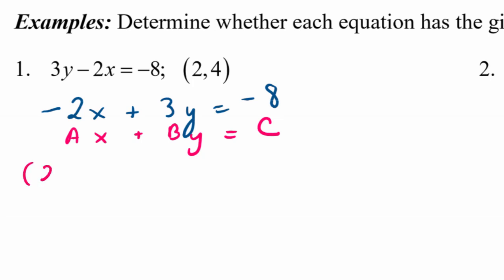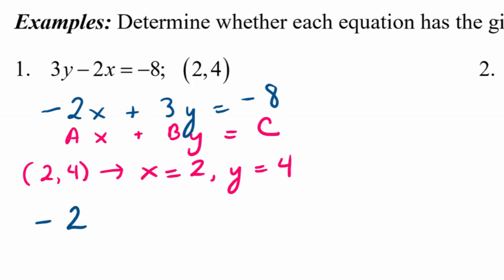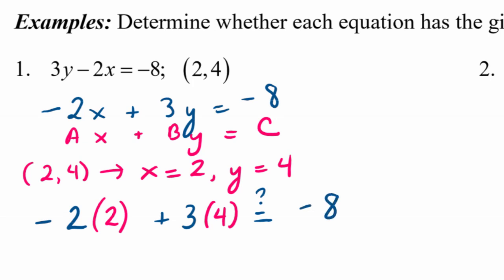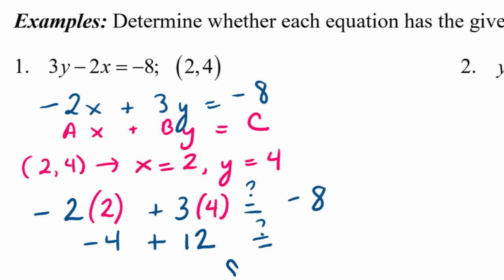So substitute. The ordered pair is (2, 4). So that means x is 2, and y will be 4. So we're going to go ahead and substitute right into our equation. So -2 times x plus 3 times y, and we're checking to see if that will give us a -8. And if it does, then this ordered pair is a solution. So let's see what we have here. We have -4, multiplication before addition, right? -4 plus 12 is +8.